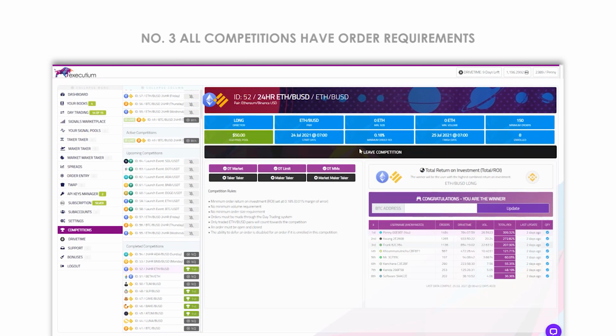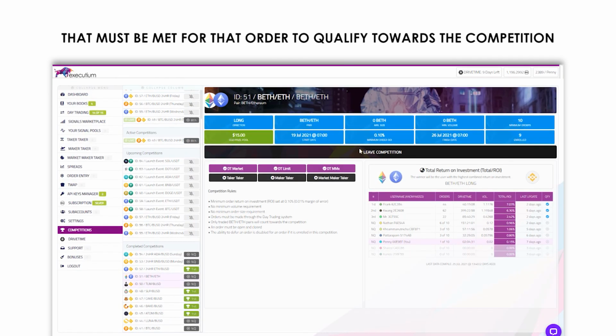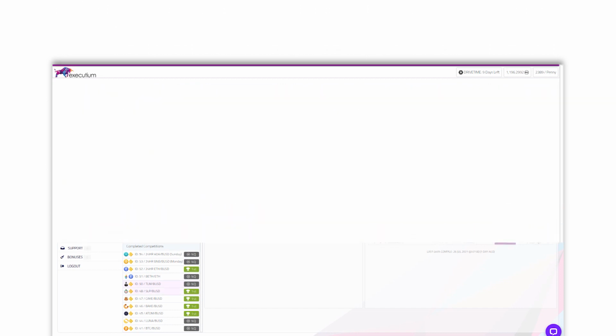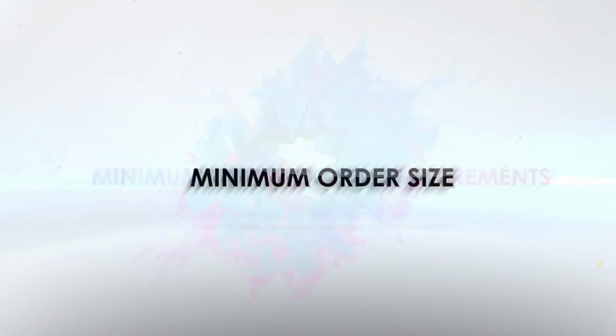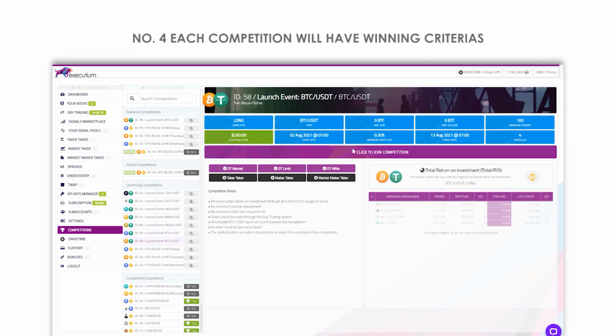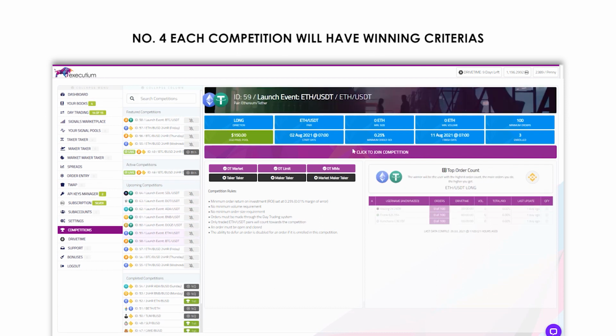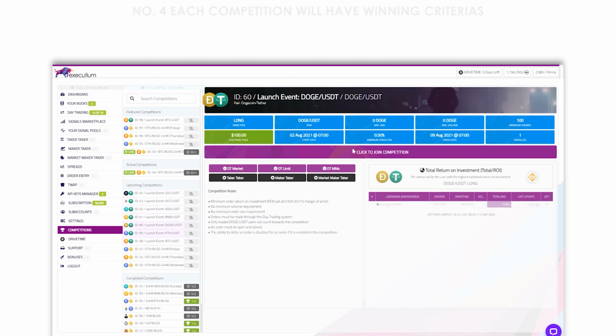Number 3. All competitions have order requirements that must be met for that order to qualify towards the competition. Always check the minimum order return on investment, minimum volume, minimum order size, and minimum order count requirements. Number 4. Each competition will have winning criteria. Winners will be selected based on those with the highest qualifying orders in these criteria.